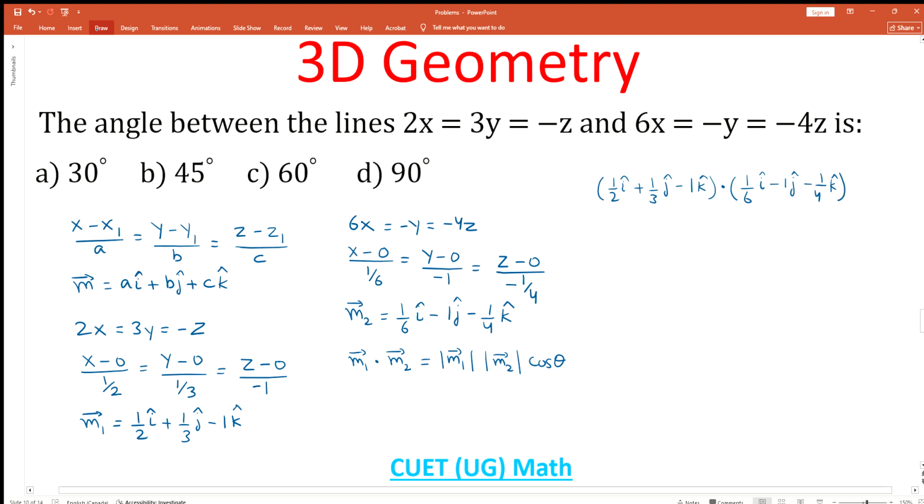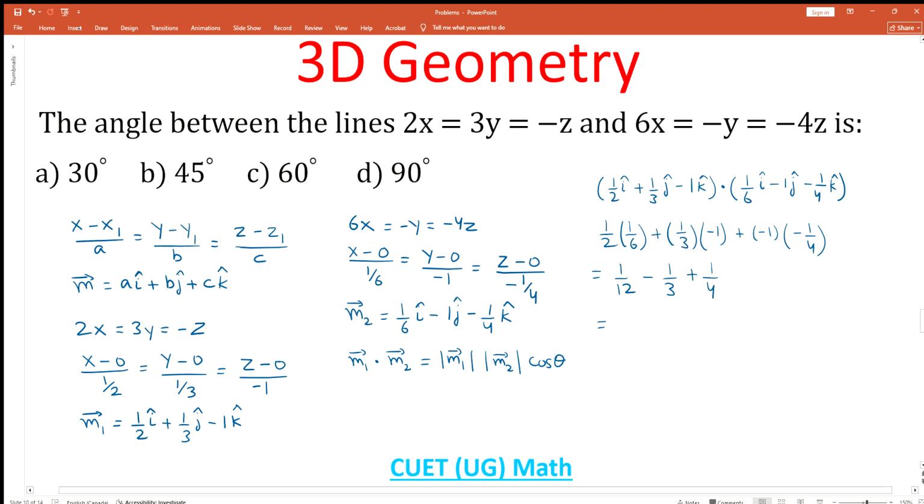We can find the dot product by multiplying the i, j and k components of these two vectors. I get 1 over 2 times 1 over 6 plus 1 over 3 times negative 1 plus negative 1 times negative 1 over 4. Now we can evaluate this expression. 1 over 2 times 1 over 6 is equal to 1 over 12. 1 over 3 times negative 1 is equal to negative 1 over 3. And negative 1 times negative 1 over 4 is equal to positive 1 over 4.